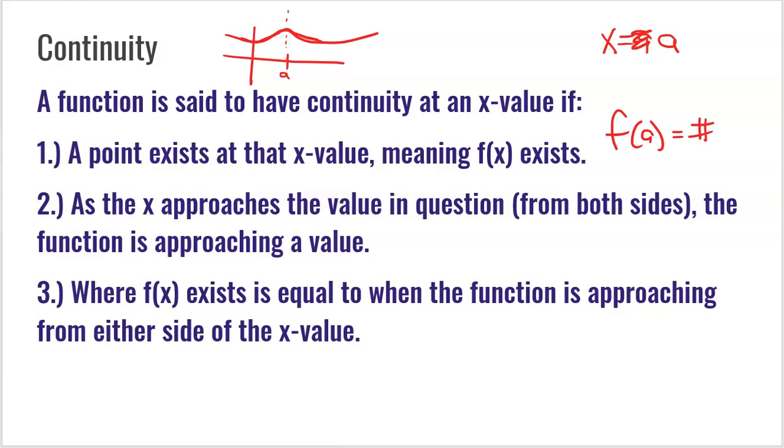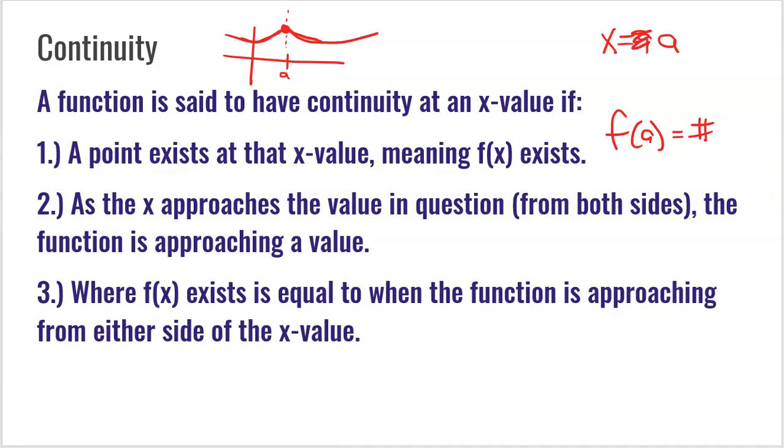I can't get DNE. I can't get divide by 0 or square root of a negative number. Those things would be nothing. I need to get a number. Now, the second thing, and again, if you look at my graph right here, there does appear to be a point right there. Now, the second and third thing is this.